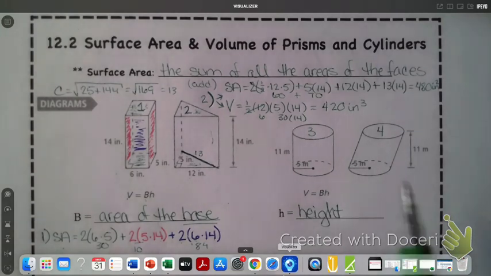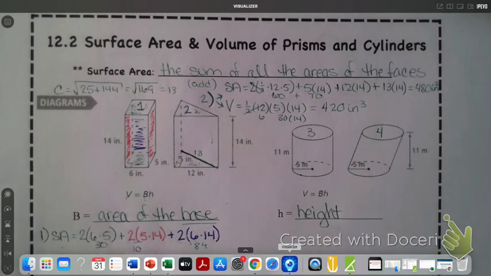Okay, so now we have 2 cylinders. What do you notice about these 2 cylinders? They're the exact same. They look exactly the same. So are we making a prediction that both are going to be exactly the same? Yes. Okay, so let's see what we get.